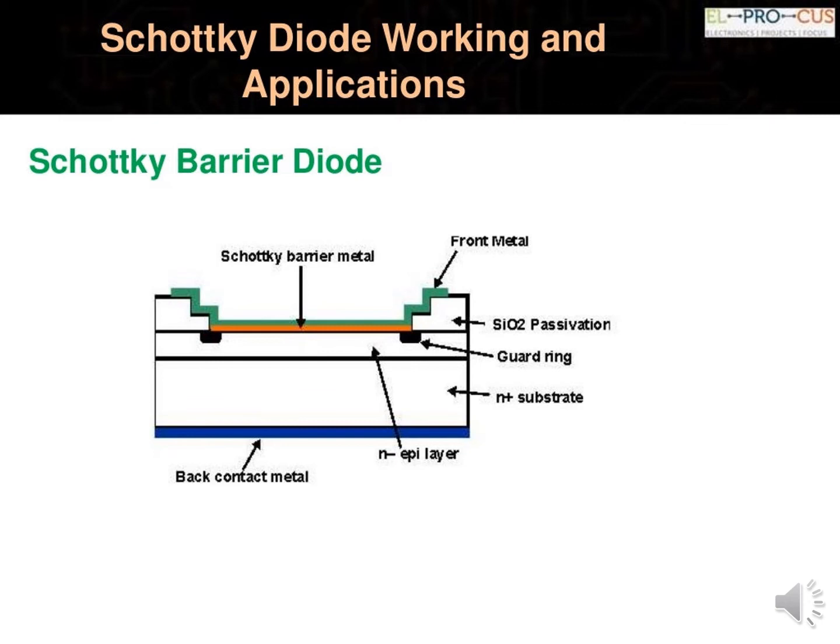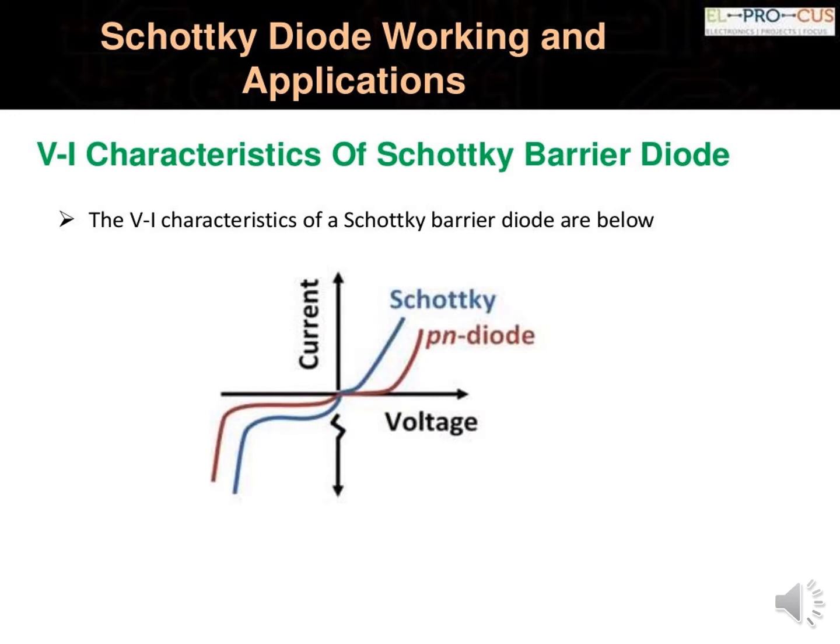So this is the diagram representation. We will have the Schottky barrier metal, the back contact metal and the N-epi layer. It will have a front metal along with SiO2 passivation, guard ring, and N plus substrate, all those things will be taken. Coming to the VI characteristics, you can see current and voltage. When voltage increases, current is also increasing, which is represented by the graphical representation.